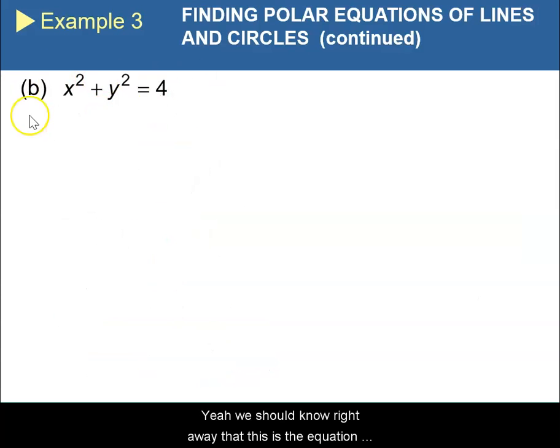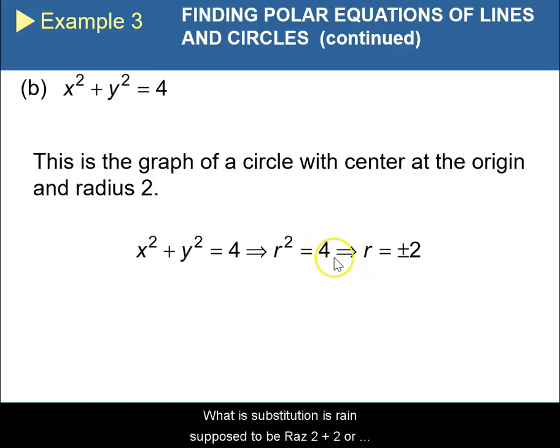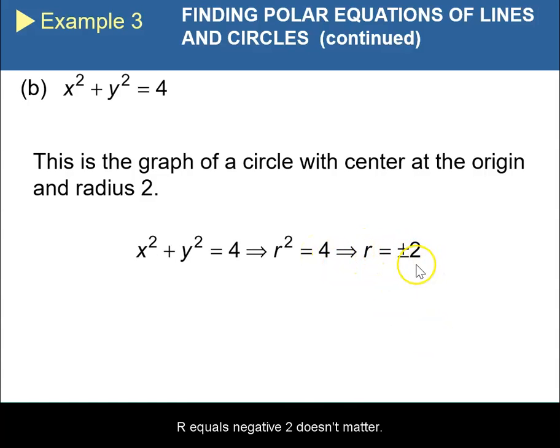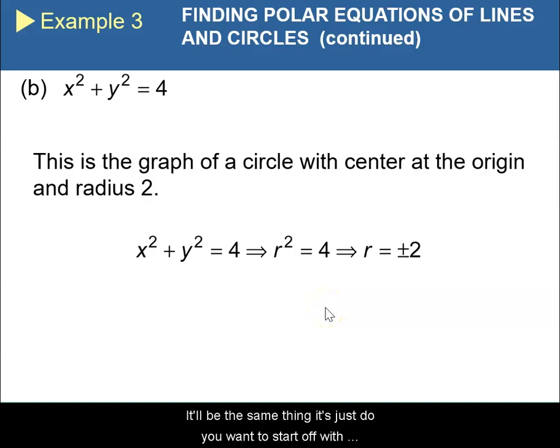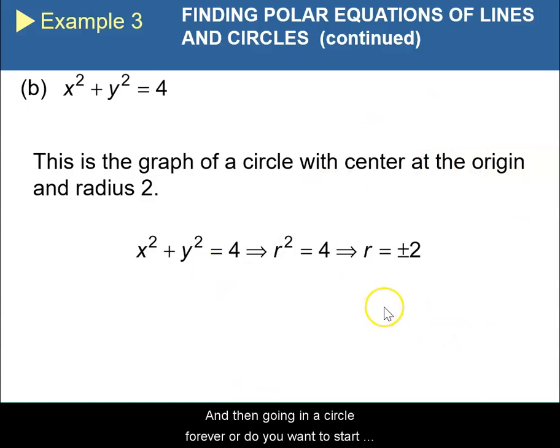Here we should know right away that this is the equation of a circle with the radius of 2, x squared plus y squared equals r squared, right? 4 is 2 squared. So again, making that substitution that r squared equals x squared plus y squared, it's very easy to know what this substitution is. It's basically r is either plus 2 or r equals negative 2. It doesn't matter. It's just, do you want to start off going out this way 2 and then going in a circle forever, or do you want to start off going this way 2 and going in a circle forever? You're still going to get a circle of radius 2, right?